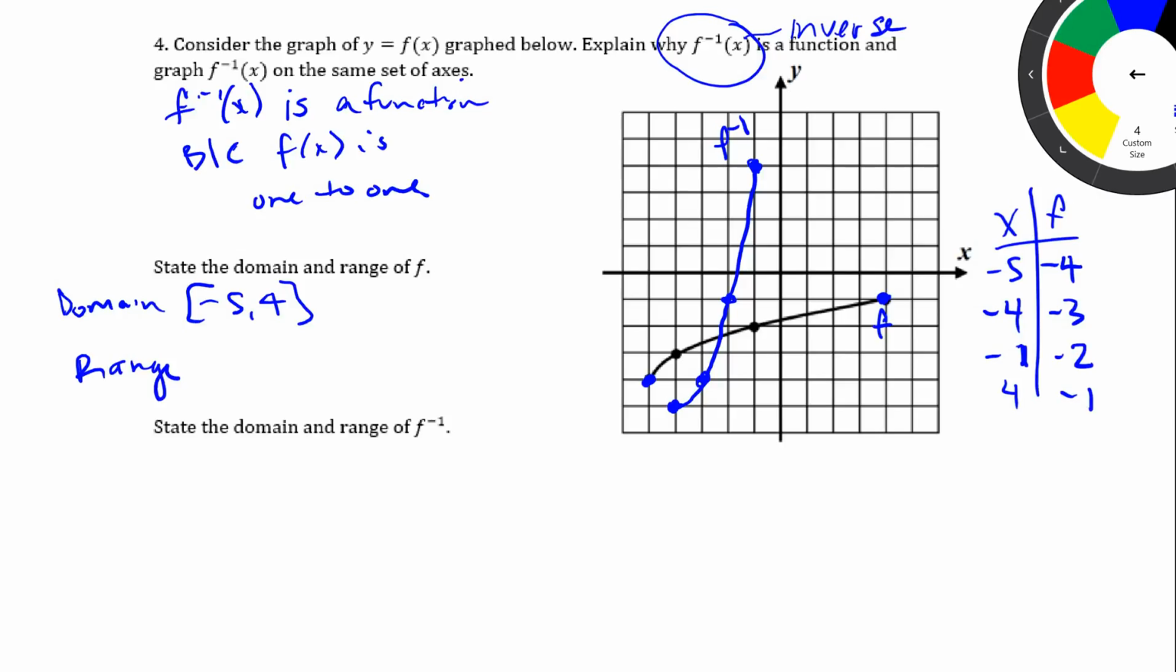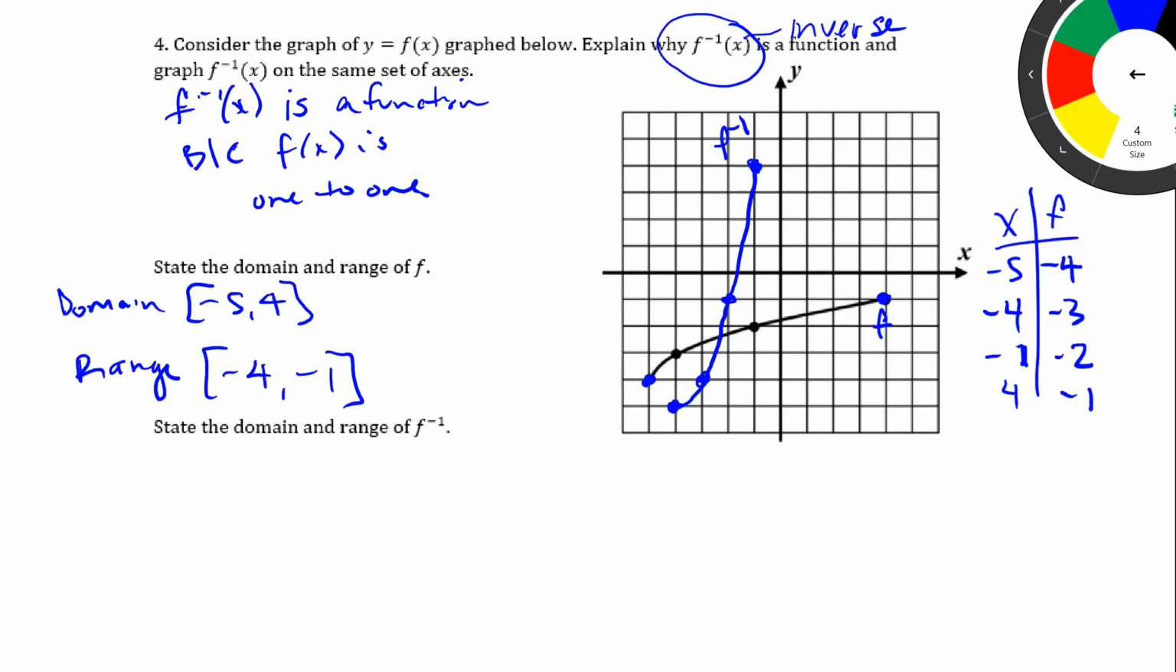So the possible y values start at negative 4 and go up to negative 1. So the range is going to be from -4 to -1. Notice I'm going in order from least to greatest. Don't let that get confused.